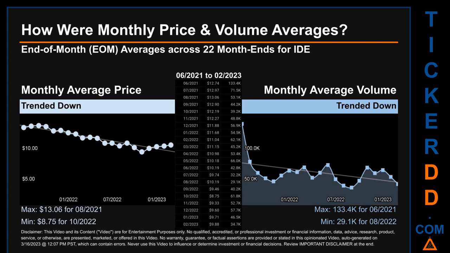How were price and volume averages for IDE? Across 448 trading days, there were a total of 22 month ends, for which monthly averages for daily price and volume were calculated. Overall, monthly price average trended down while monthly volume average trended up. The maximum end-of-month average price was $13.06 for 08/2021 while the minimum was $8.75 for 10/2020. Looking at volume, 06/2021 and 08/2022 respectively saw the highest and lowest monthly average volume at 133.4 thousand and 29.1 thousand.